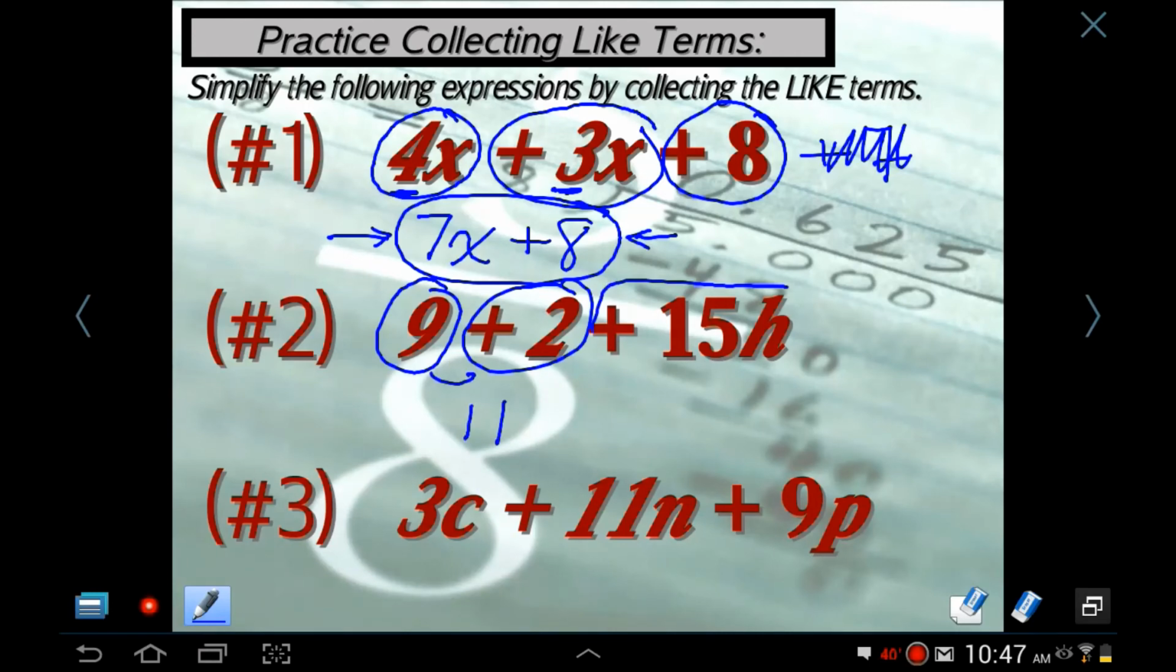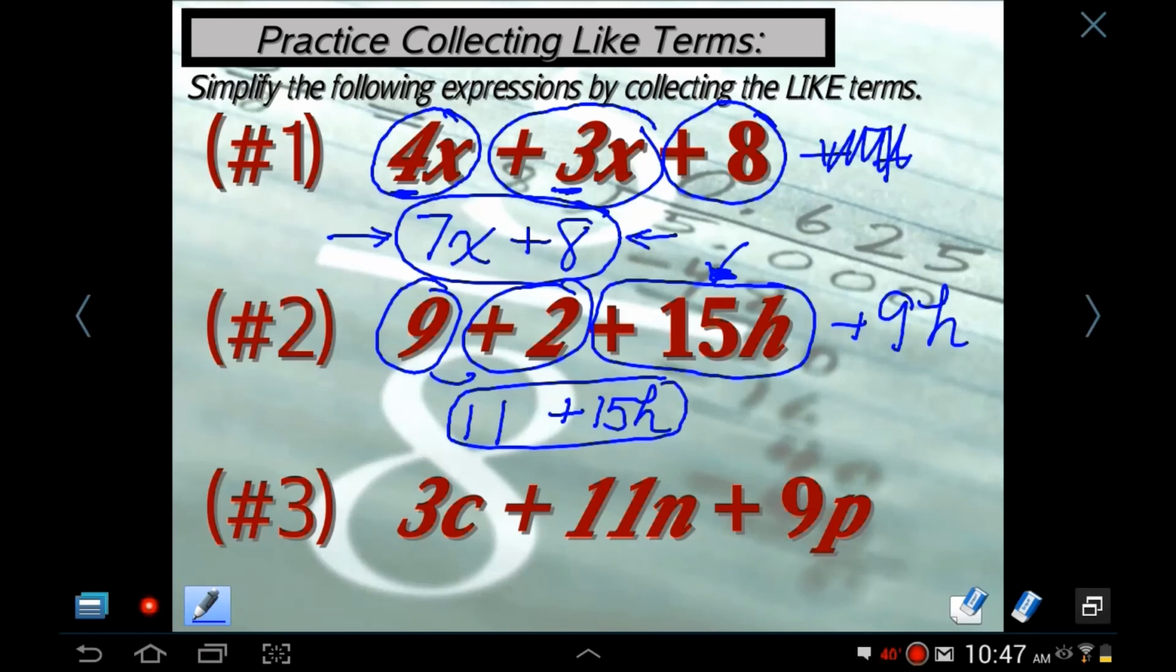And I have 15h. I have a term here with a letter. 15 is the coefficient of h, and there's no other term in this problem that has an h in it. If I had, for instance, plus 9h in there, then I could do 15 plus 9. I can add those coefficients up, the 15 and the 9, but I cannot with what I have so far. So that just drops down and becomes part of the answer, the solution. 11 plus 15h, and that's it. The only thing we could add were those constants, 9 and 2.